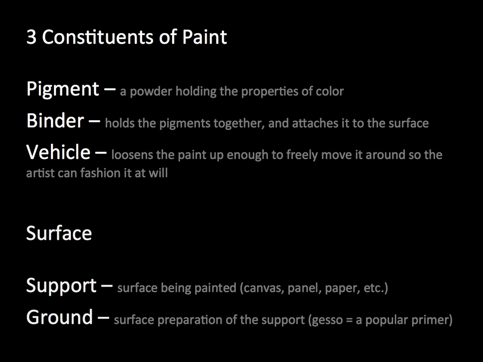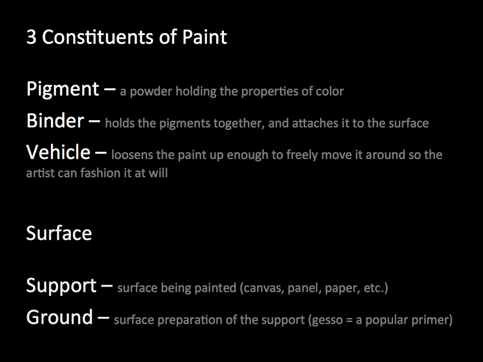Okay, now for instance, if you're painting maybe the inside of your interior wall, something like that, and you're trying to paint from like a red to a yellow, for instance, what you would probably want to do is to prime it and then paint it yellow. Okay, it's going to come out usually better that way. And so that's what the ground is. It's the surface preparation of the support. And a popular primer used amongst painters is gesso. That would be an example of a popular primer.